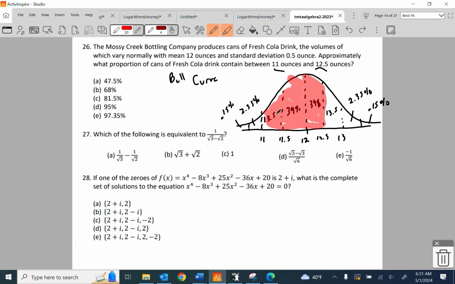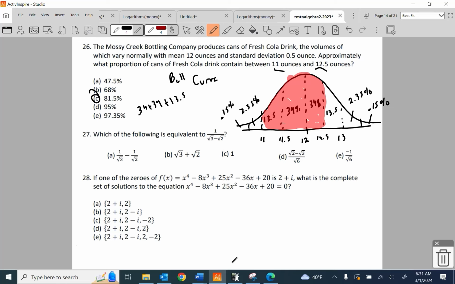Hopefully by the time you guys go to this challenge exam, I'll have talked about the bell curve, because it's not a hard thing to do. But anyways, I'll have 34 plus 34 plus 13.5% that's been highlighted, which is going to be what, 68, 81 and a half, if I do the addition. And that's how you do 26. All right, moving forward to 27.